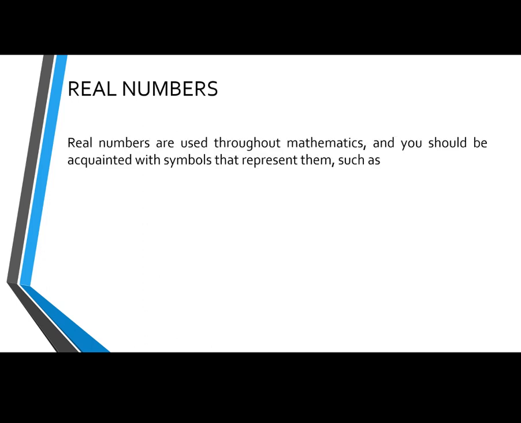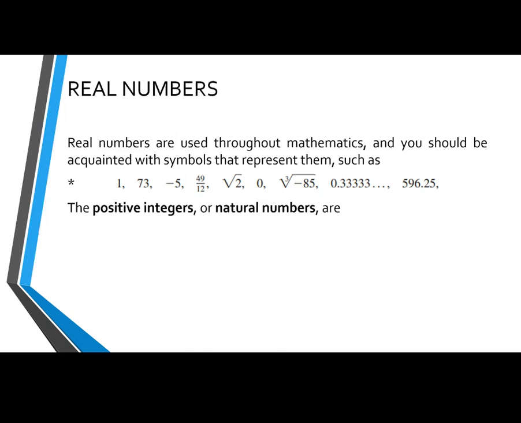So next is real numbers. Real numbers are used throughout mathematics. You should be acquainted with symbols that represent them, such as 1, 73, -5, 49 over 12, square root of 2, 0, cube root of -85, 0.3333, 596.25, and so on. So many examples of real numbers.